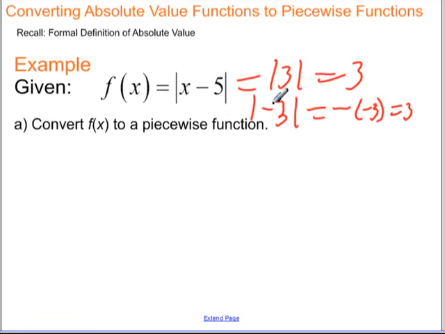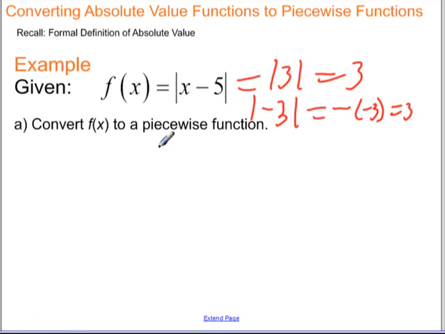So algebraically speaking, if this expression is positive, or I should say non-negative, then you just get whatever x minus 5 is. But if whatever is in here is going to be negative, then you get the opposite of whatever x minus 5 is. Okay. So in terms of a piecewise function, we need to find the place where it changes.